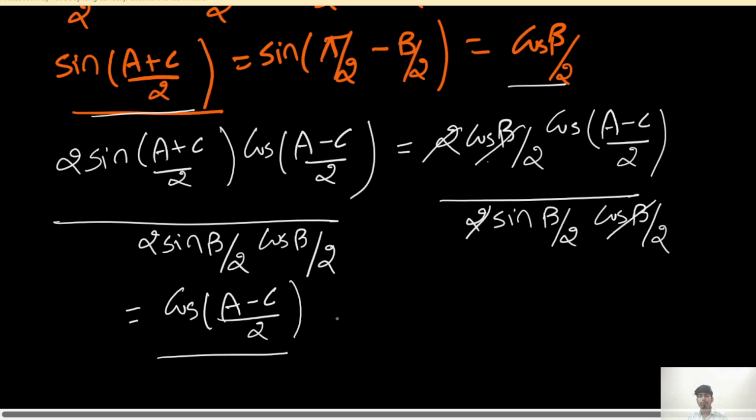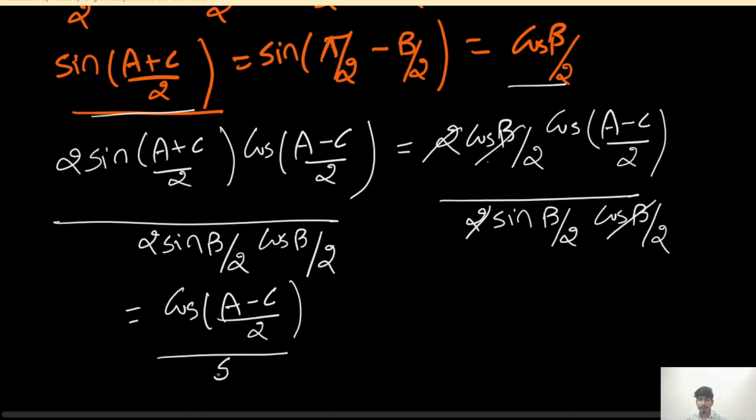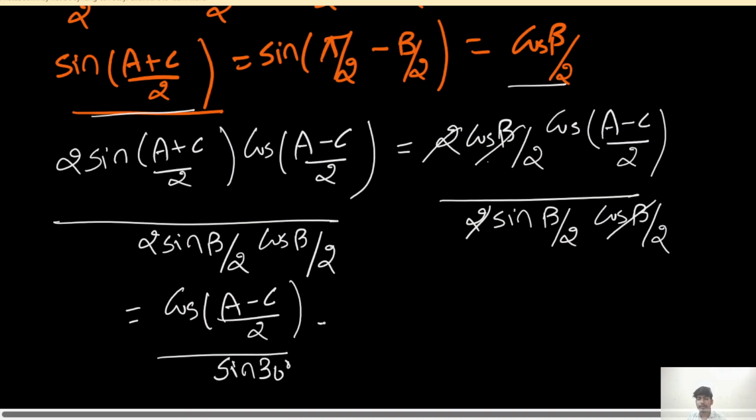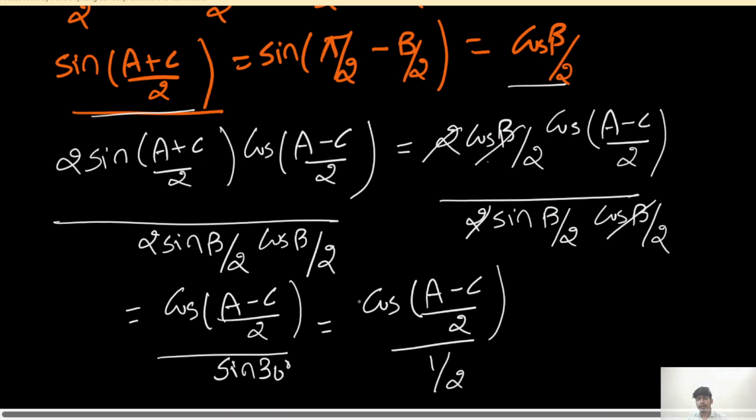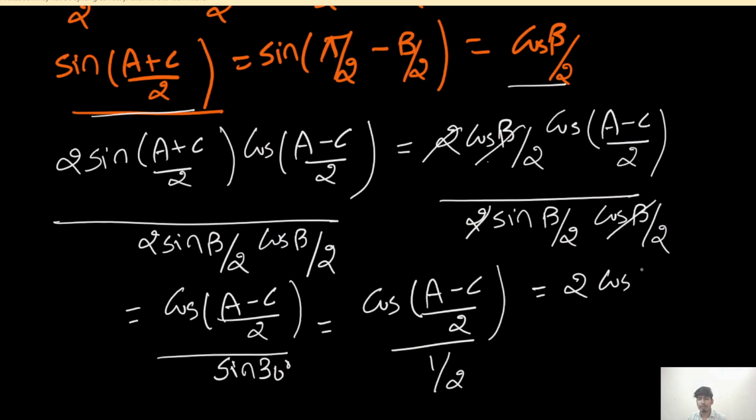And what is the value of b? B is 60 degrees, so 60 by 2 is sine 30, and we know sine 30 is half, which is 1 upon 2. Then this 2 goes here, so 2 of cos (a minus c) upon 2, and you can check, this is our equation's RHS. Means we have to prove only this. Okay, students, so we apply only the sin C plus sin D formulas and the sine rule.